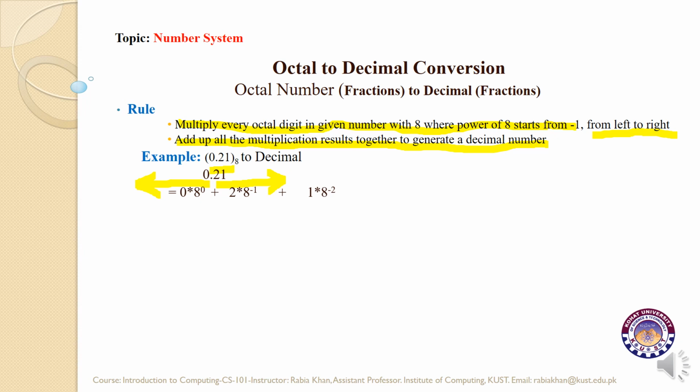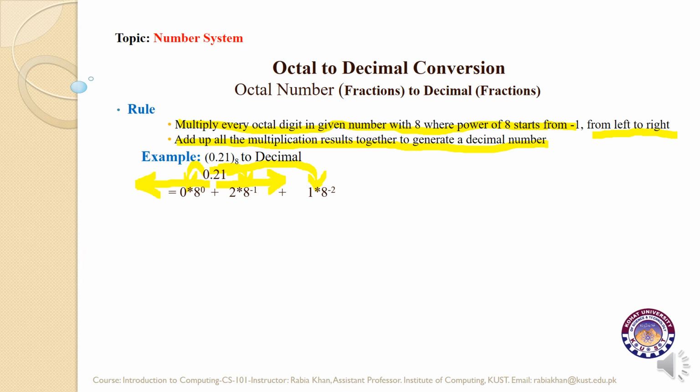This is how we multiplied every digit given in the example. So 0 is an integer part. It is multiplied with 8. The power of 8 is 0. While for the fractional part, 2 is the first digit. We multiplied 2 with 8. The power of 8 is -1. So you can see for 0, which is an integer part, we started from the decimal point and moved from right to left, while 2 is the first fractional digit, and the multiplication starts from the decimal point and we are moving from left to right. The second number is 1. 1 is multiplied by 8, and the power of 8 is -2.